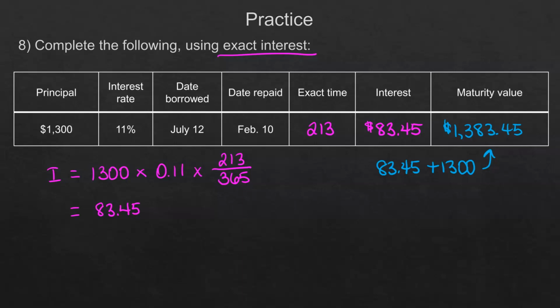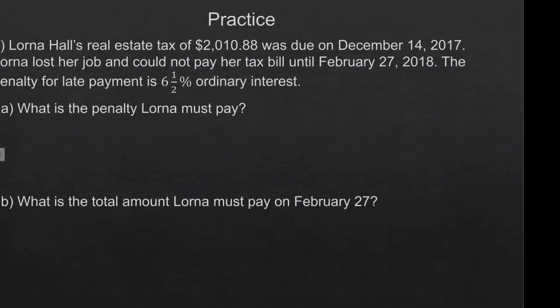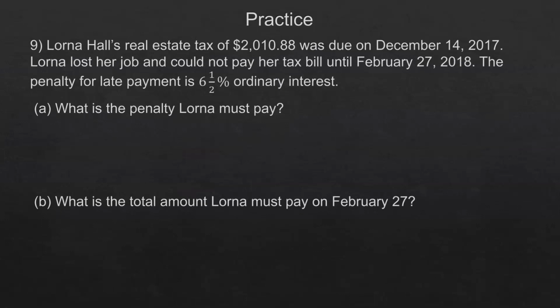Okay, so just a little bit of difference on the previous question. Our interest amount was 84.61, so you can see it was just a little bit different, just a little over $1 of difference. Okay, number 9, and this is our last question.